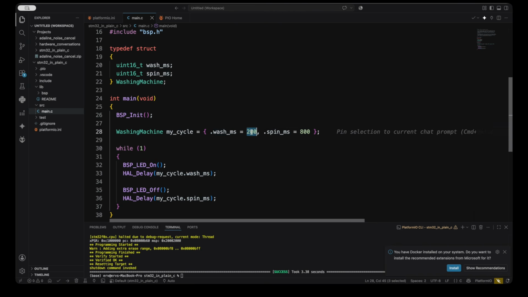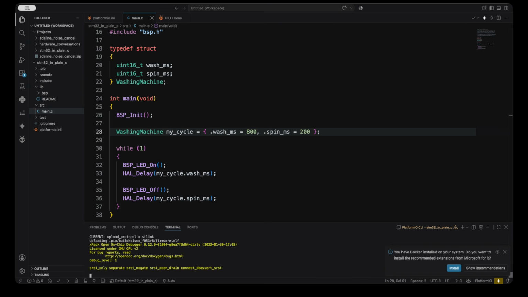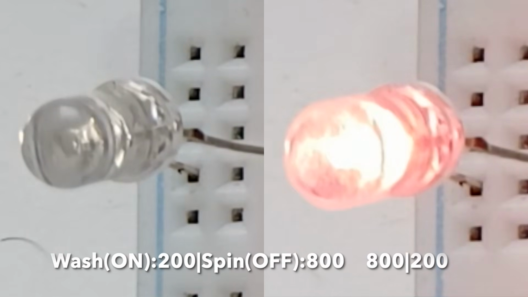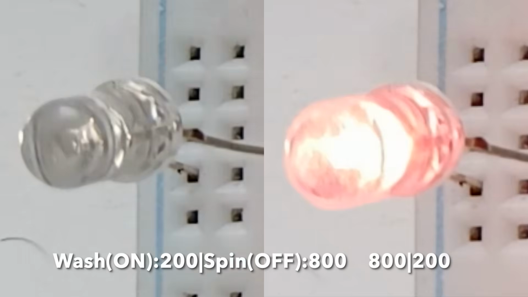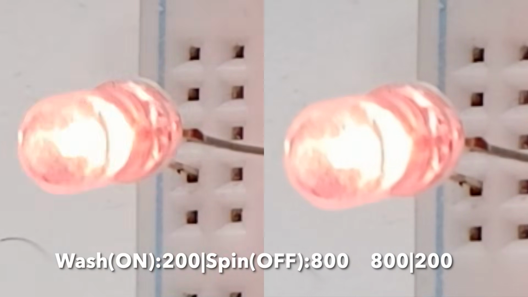We swap these two values, 800, 200, we flash it, and we see the behavior changes. Swap both numbers and the whole rhythm flips. One box changed as one unit.